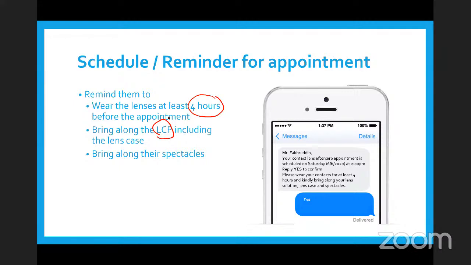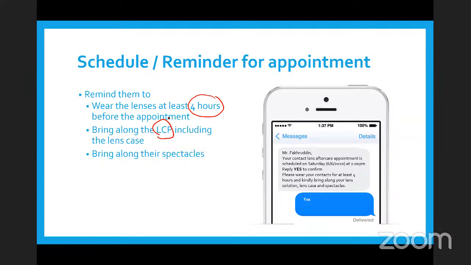The next important point is to remind them to bring along their spectacles. I think this is something which people usually forget when they are scheduling their appointment, or when they are reminding the patients, or patients normally forget, because what happens is in the morning they wear the lenses, they go to work, they go to university, and they walk into your appointment in the afternoon. And since they are wearing the lenses on the eye, the spectacles are at home.